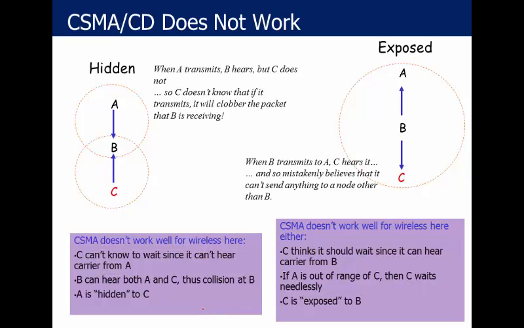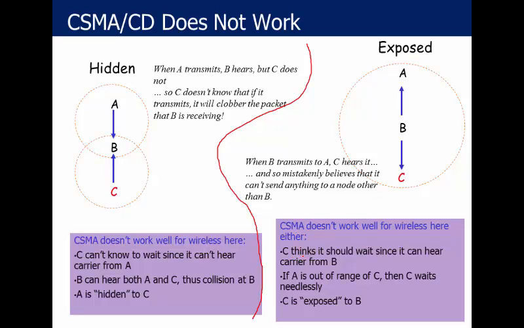So here, CSMA does not work well for wireless. C cannot know to wait until it can't hear the carrier from A. B can hear both A and C, thus collision at B. A is hidden from C. This is the hidden terminal case. And another one here.